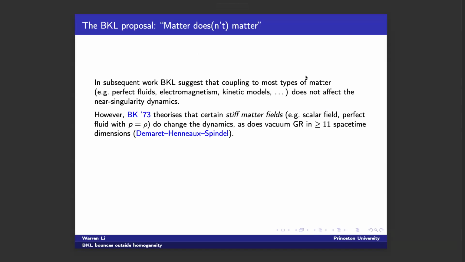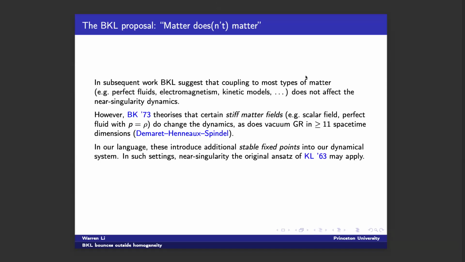However, what's important is that there are some very special types of matter fields. This includes the scalar field, or say a perfect fluid where the equation of state is p equals rho, so the sound speed is 1. In those particular cases, those matter fields do modify these dynamics, and the effect in this picture is that there are new fixed points, and those turn out to be stable. But I won't say too much. I do also want to mention that in physics there is this interesting analogy to billiards.